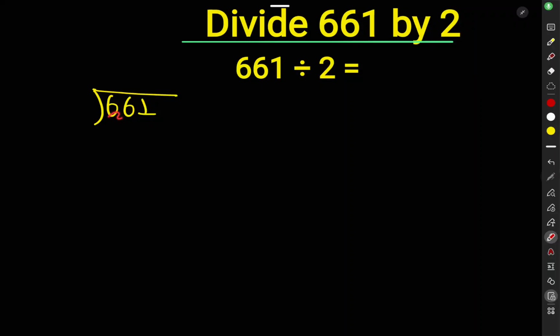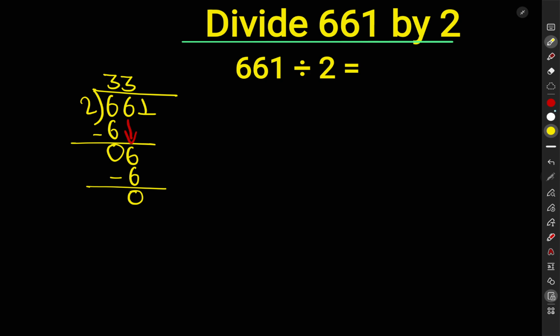We divide 661 by 2 in the long division method. So 2 times 3 is 6. On subtracting we get 0. So now we put down this 6 and 2 times 3 is 6. On subtracting we get 0.